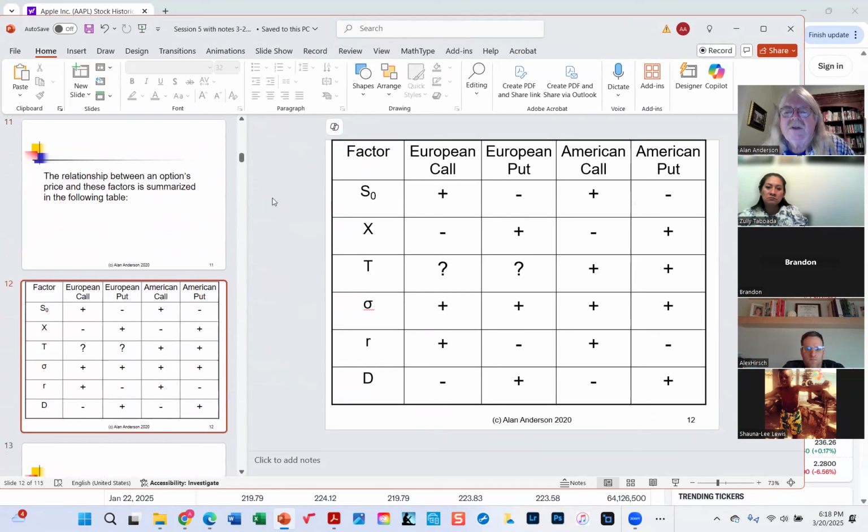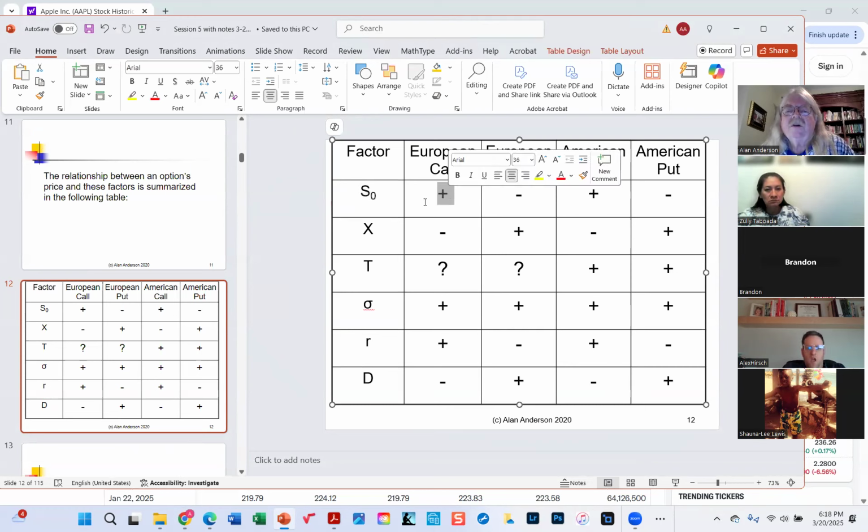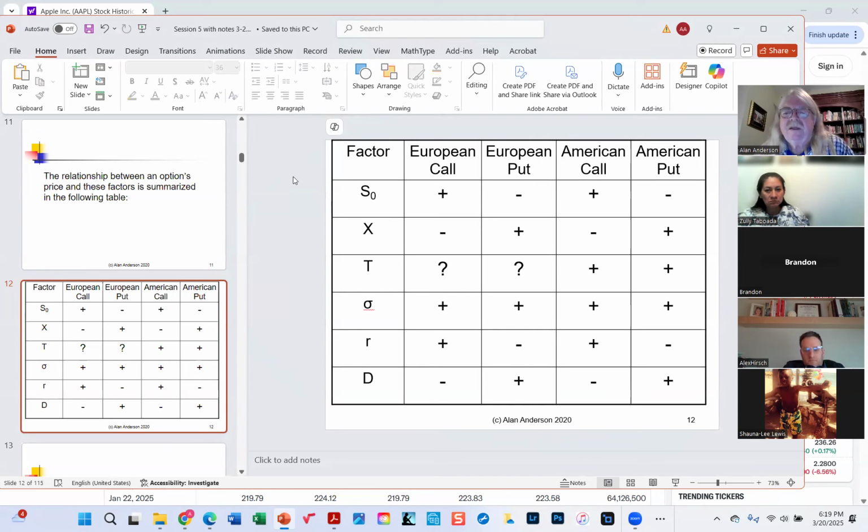So what I've done here is I put together a little table. I wanted you to see how these factors affect the price of a European call, European put, American call, and American put. The plus means that if this factor goes up, the price goes up, and vice versa. The minus means they go in opposite directions. So if the stock price goes up, the value of a call goes up, the value of a put goes down. Okay, which makes perfect sense.